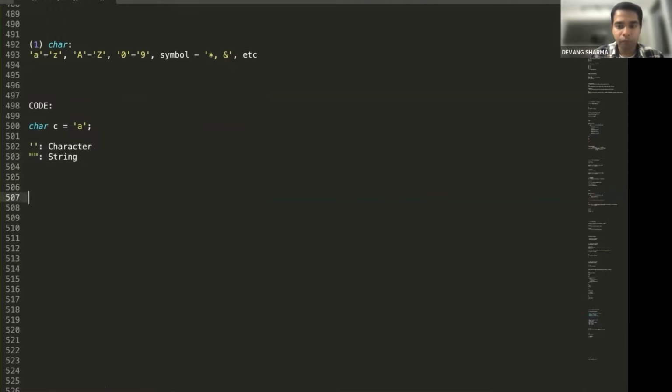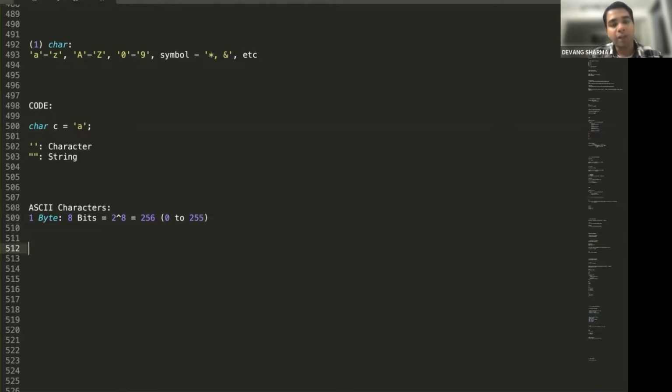Okay. Now, in terms of ASCII characters, we know that 1 byte is equal to 8 bits. So 8 bits gives me 2 raised to the power 8 size, which is 256. So I can store up to 255 characters. Okay. When I say 255 characters, each and every symbol, each and every number is mapped to each of these 256 characters. That's what we call as ASCII characters.